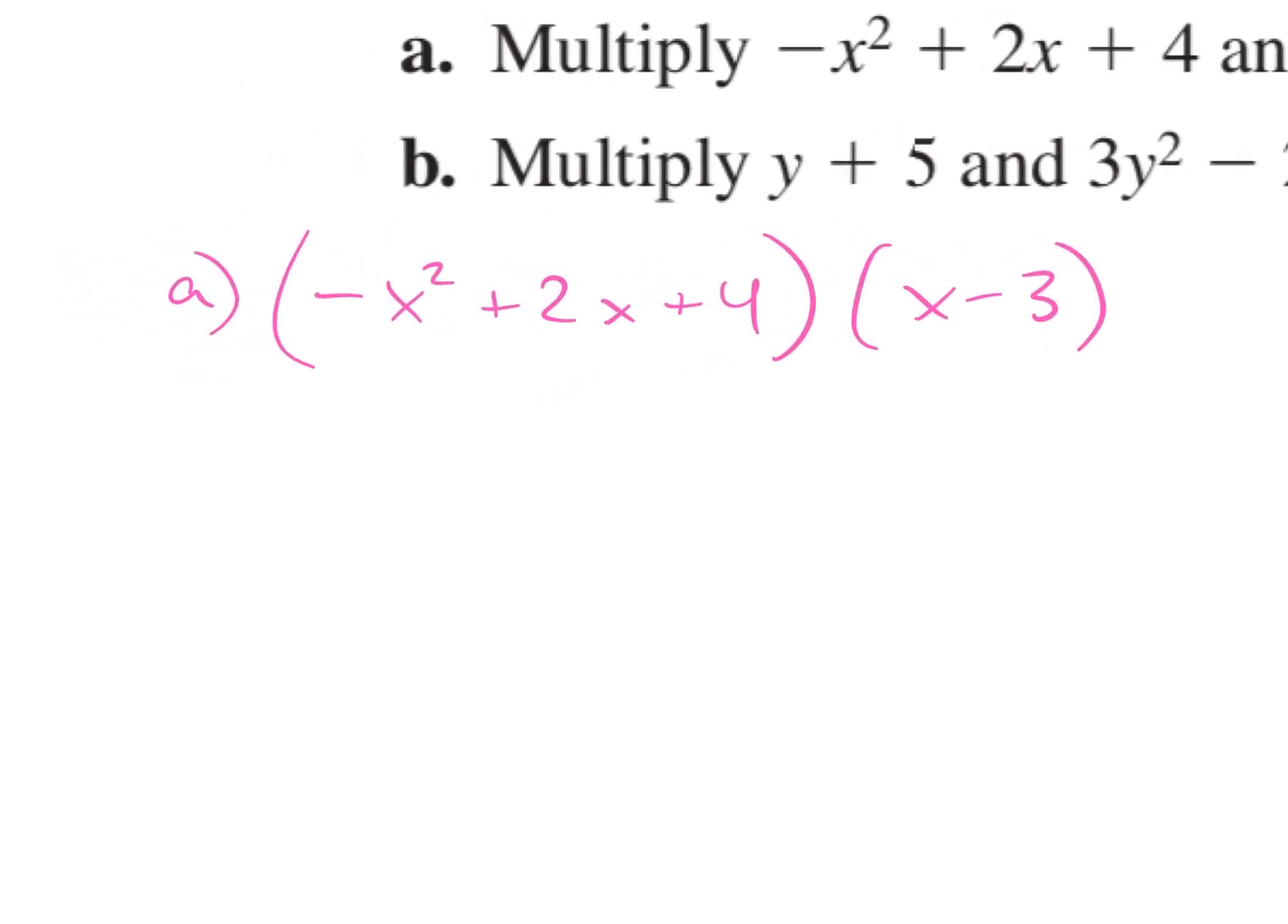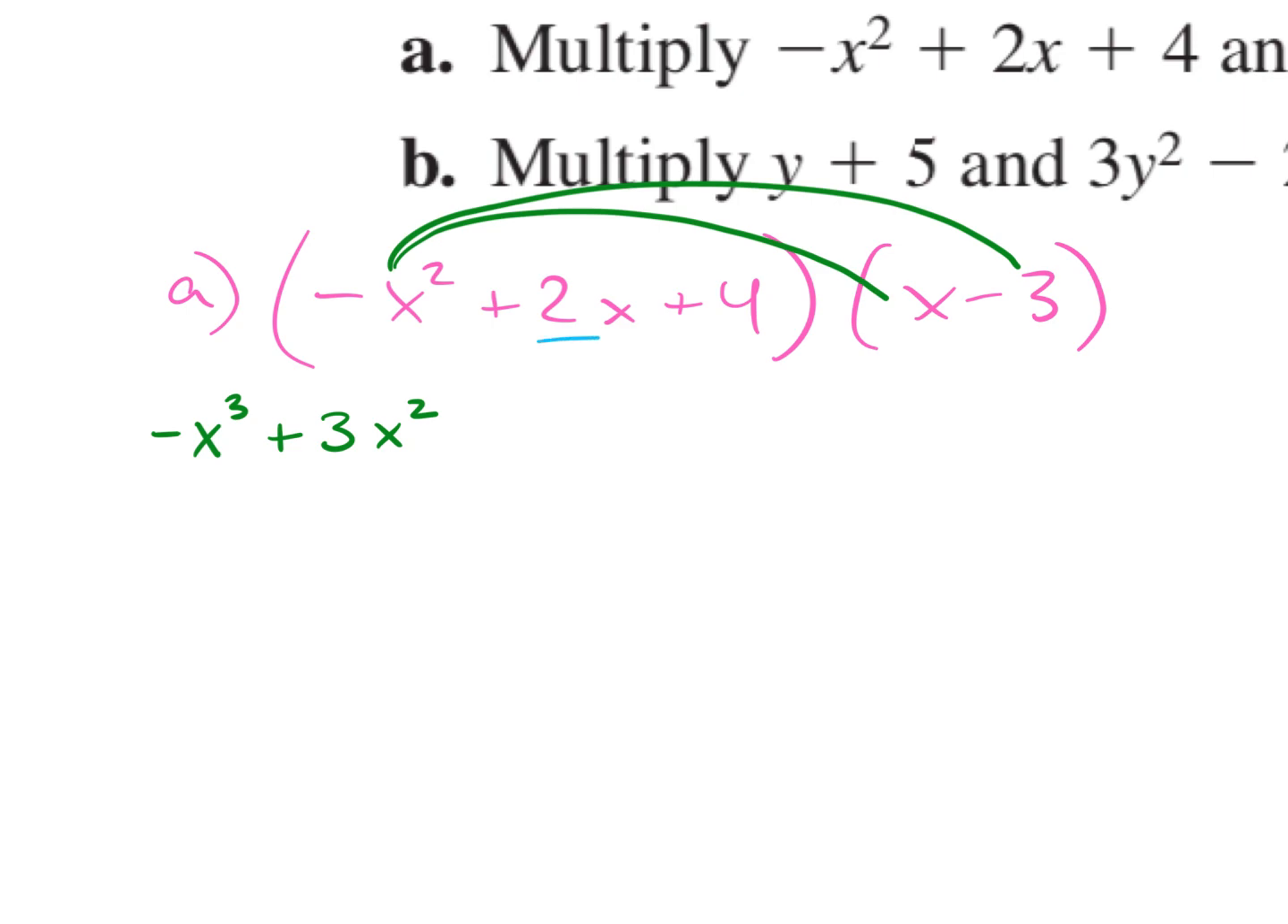So again, this is just like foiling. We just have to make sure everything in our first set gets multiplied to everything in the second. So let's start with negative x squared. What's negative x squared times x? Awesome. Negative x to the third power. What's negative x squared times negative 3? So it'd be positive, because it's a negative times a negative, so positive 3x squared.